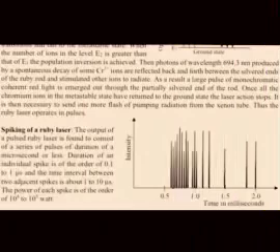Spiking of a ruby laser. The output of a pulsed ruby laser is found to consist of a series of pulses of duration of a microsecond or less. Duration of an individual spike is of the order of 0.1 to 1 microsecond, and the time interval between two adjacent spikes is about 1 to 10 microseconds. The power of each spike is of the order of 10 raised to 4 to 10 raised to 5 watt.